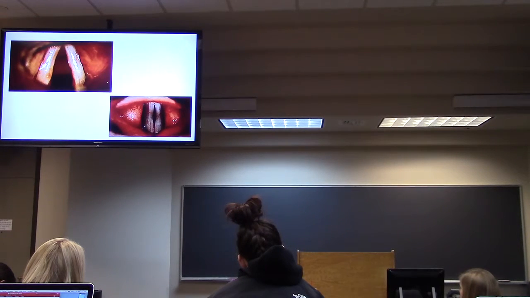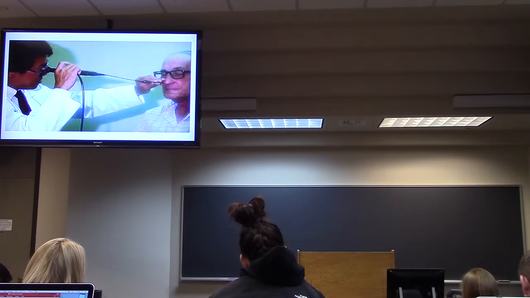But this is a normal vocal cord, should be white. This is when someone's breathing. When someone's talking, the cords come together and they vibrate off of each other and they produce sound. That's what I do in the office a lot. Those are called flexible laryngoscopies.